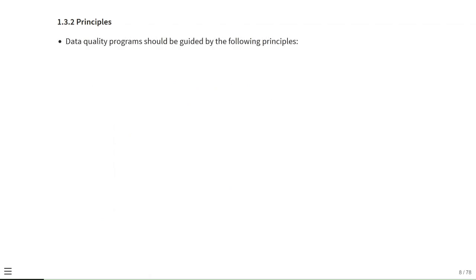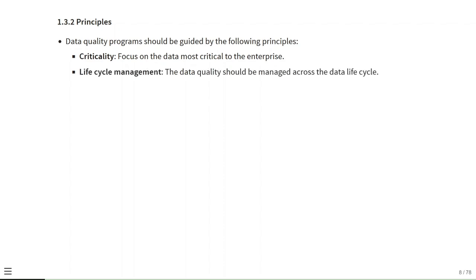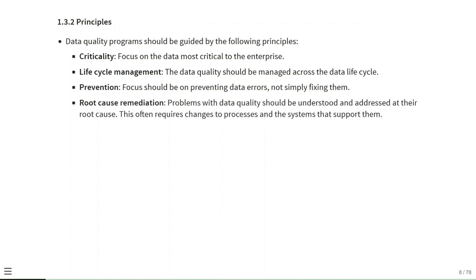Data quality programs should be guided by the following principles. Criticality. Focus on the data most critical to the enterprise. Life cycle management. The data quality should be managed across the data life cycle. Prevention. Focus should be on preventing data errors, not simply fixing them. Root cause remediation. The problems with data quality should be understood and addressed at their root cause. This often requires changes to processes and the systems that support them.